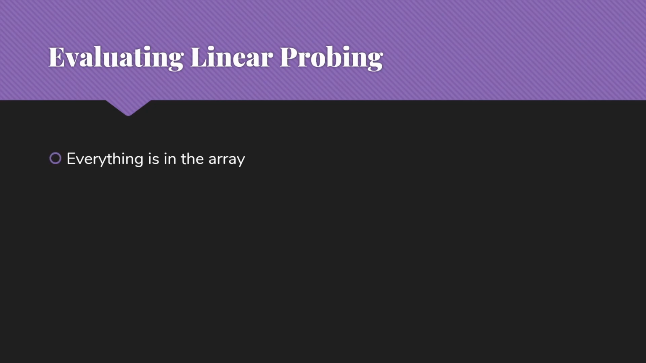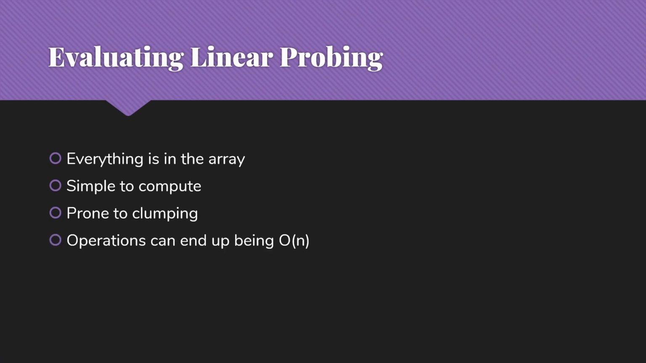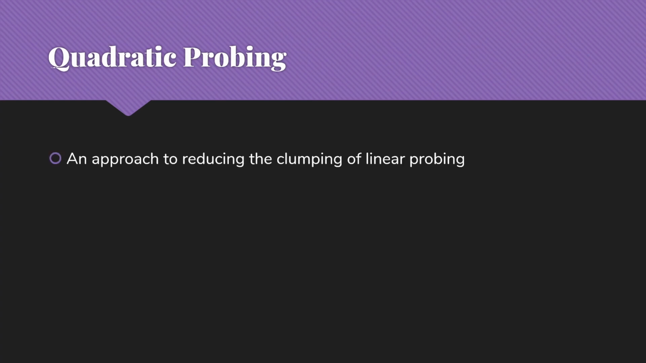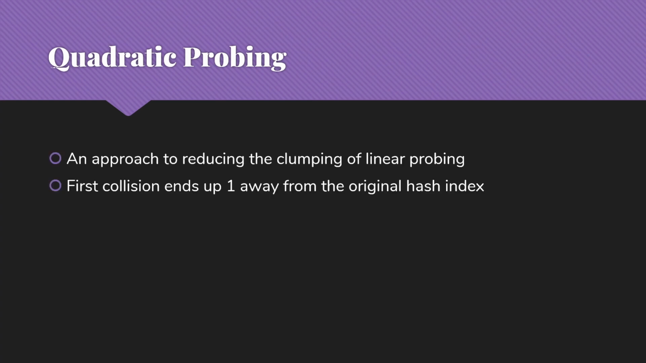So looking at linear probing, everything is in the array, which can be very convenient. It's simple to compute. Linear probing is certainly one of the simplest of the options in terms of how do I find the place to put this? However, it is very prone to clumping. One attempt to try to reduce clumping is something called quadratic probing. The idea here is that we're going to have the first collision be 1 away still. But then with the second collision, instead of being the next item away, we're going to square the distance from the original hash index.